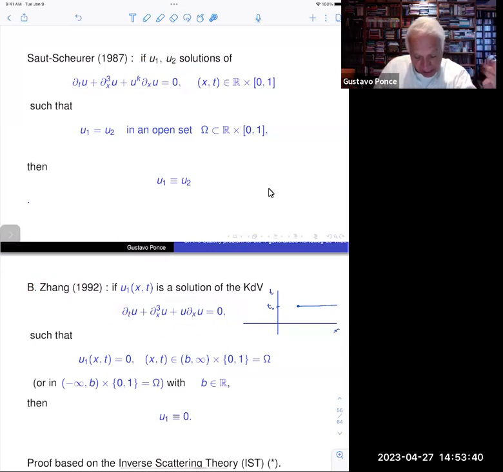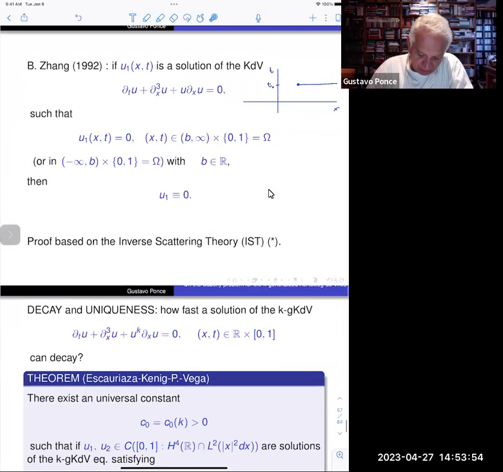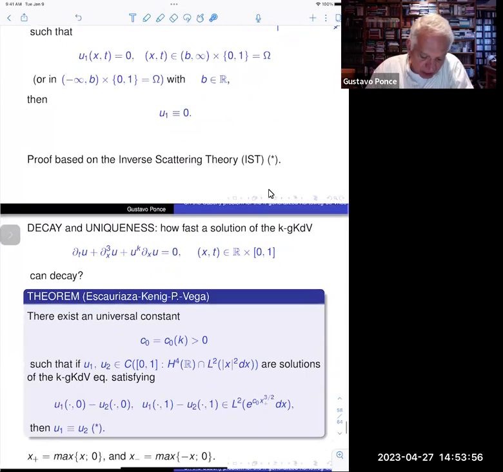He cannot work with the difference of two, because the difference of two is not the KdV. If you have two solutions of the KdV, the difference doesn't satisfy KdV. Then this result uses inverse scattering, and that's it. You cannot use two solutions. It has to be one. Then this is a result that has to do with decay and uniqueness.